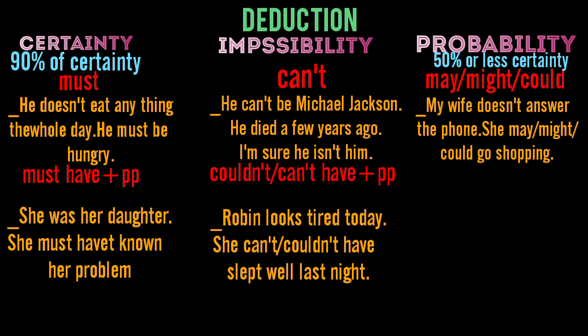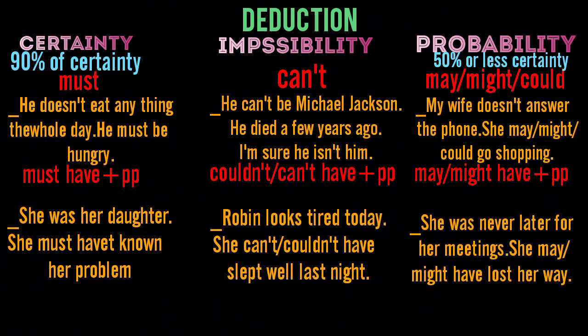To express probability in the past, we use may have or might have plus past participle of the verb. Example: she was never late for her meetings. She may have or she might have lost her way.